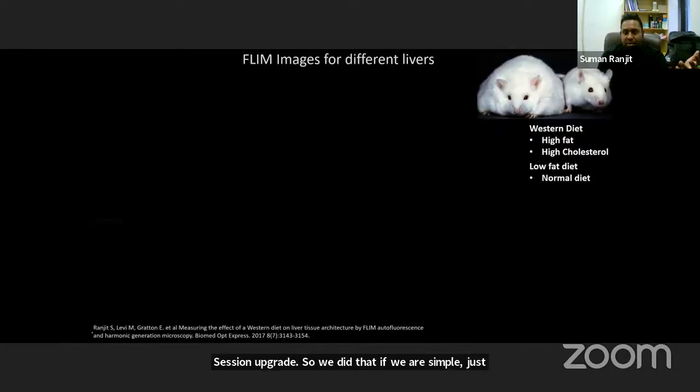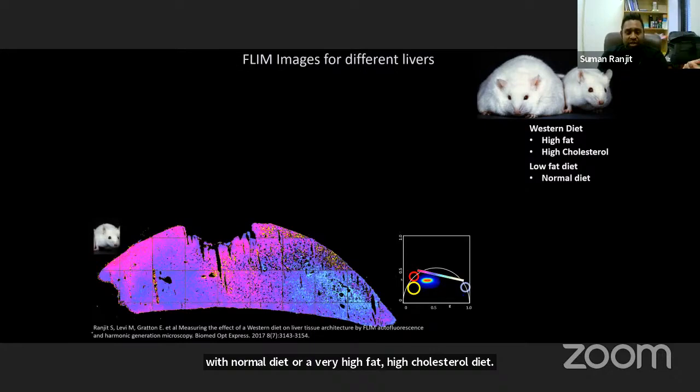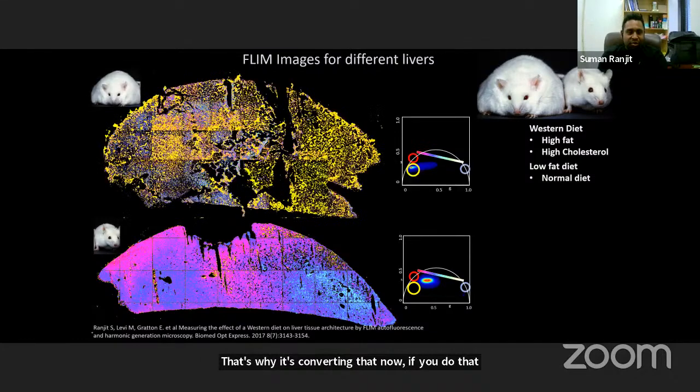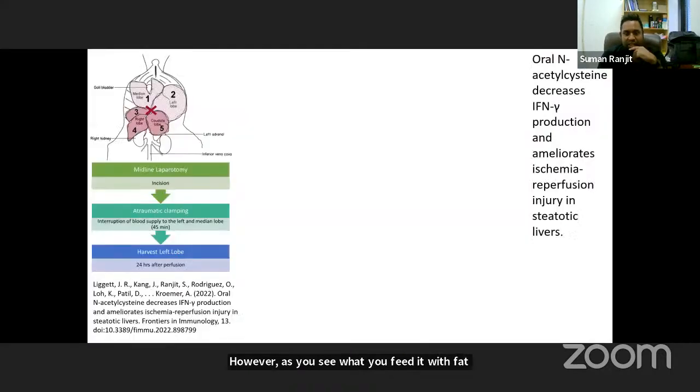So these are mice fed with normal diet or a very high fat, high cholesterol diet, which is basically the American or Western diet, right? That's why it's called Western diet. Now, if you do that, this is a normal diet. You don't really see it, it's mostly metabolic changes. However, when you feed it with fat diet, you can start seeing this behavior. Now, we can quantify that.